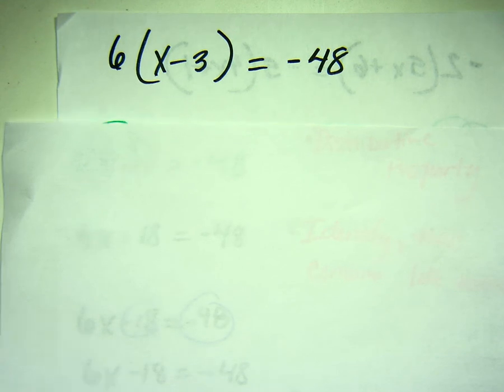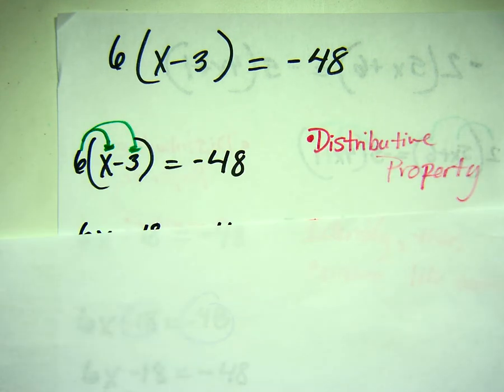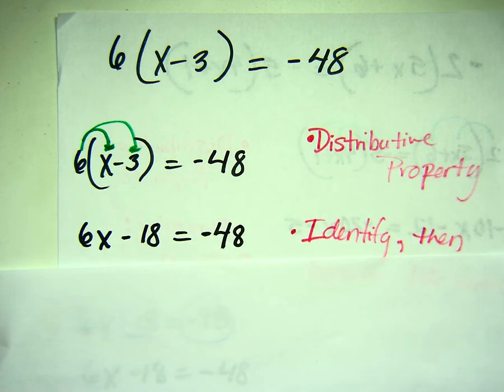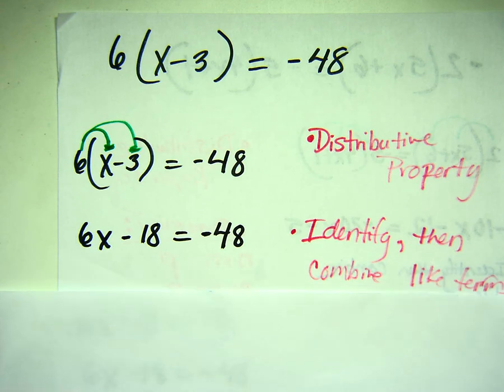So for this one, first thing we're going to do is the distributive property. By definition, that means whatever is on the outside of the parentheses, you're going to multiply by each term on the inside. So 6 times x gives you 6x, and then 6 times 3 gives you 18. Notice how I brought down the 18, and I also brought down the minus 48. Now we're going to identify our like terms and then combine them.